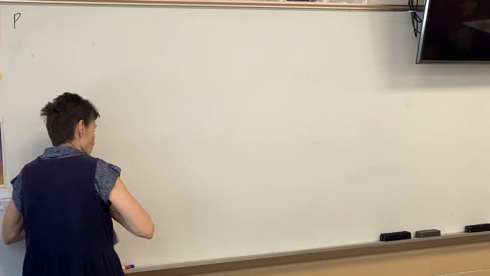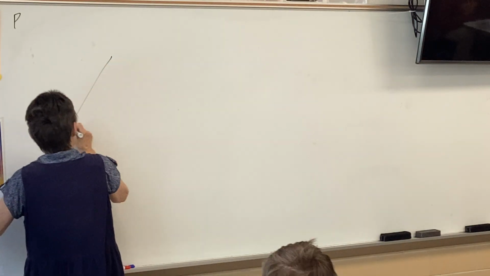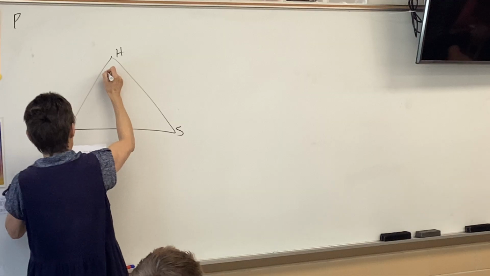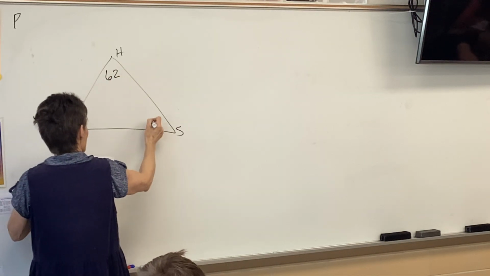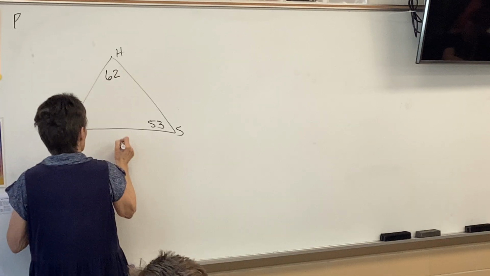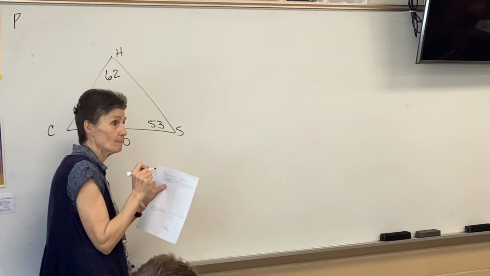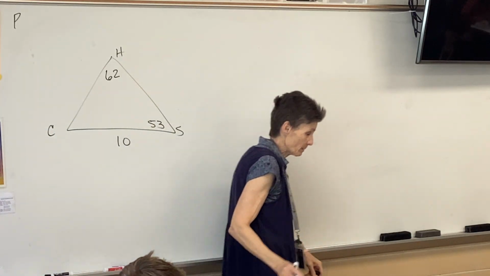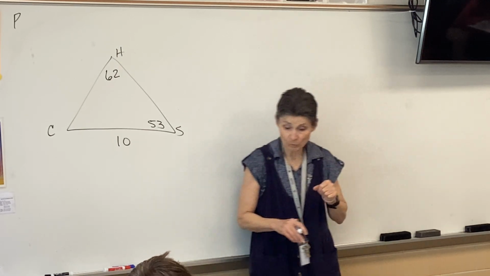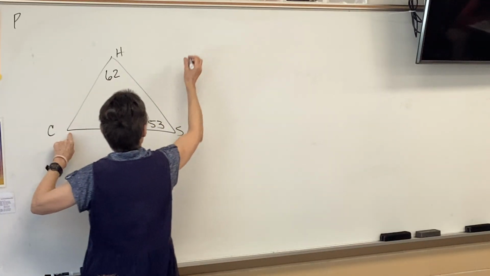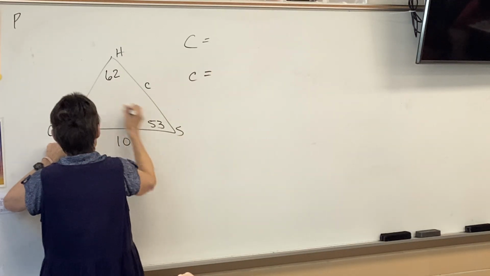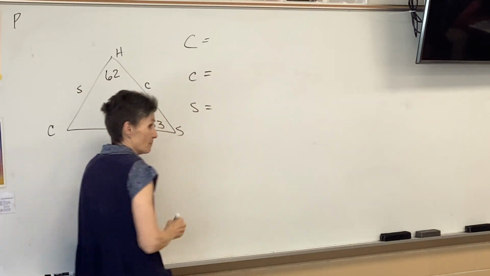All right, so here we go. This is a review. Solve triangle CHS. We know H is 62. We know S is 53. And we know side H, notice the lowercase letter, is 10. Everybody okay with that picture? Now, solve means find the rest of the stuff. So we have to find angle C, side C, and side S.